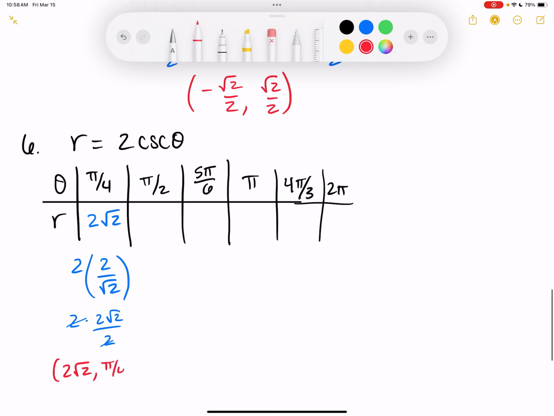Like if we were, when we get to the point where we're actually doing them. Now, pi over 2. What is the sine of pi over 2? 1. So 2 times 1 over 1 is 2. So I don't even really need to write that down. You can if you want to, but that one's pretty chill. All right, 5 pi over 6. So what is the sine of 5 pi over 6? 1/2. So I've got 2 times 1 over 1/2, which is 4.